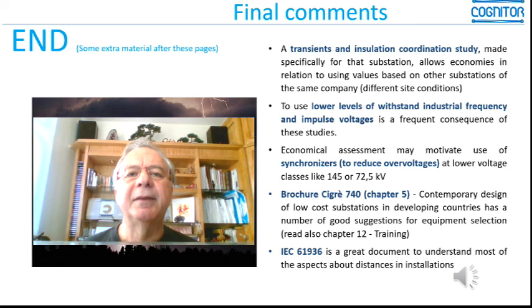And to conclude, IEC 61936 is a great document to understand most of the aspects about dielectric insulation, distances in installations, and many other aspects like this. Standards usually are not good at explaining the why of things, but this IEC 61936 is a very didactic standard, and it's a recommended reading for people.